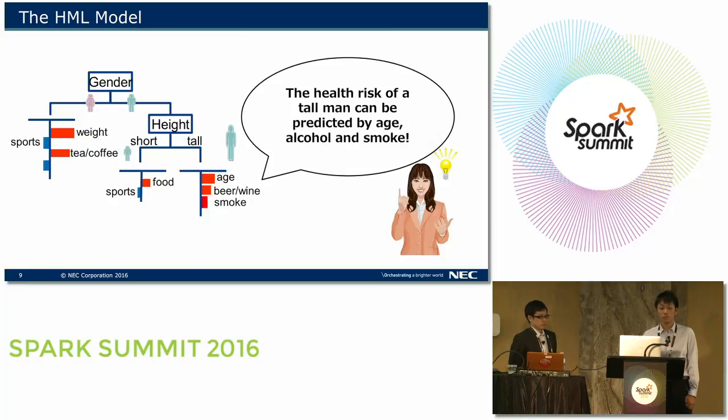Let me give you a very simple, naive example of how HML performs. This is a model for health risk prediction. Segmentation like gender and height is derived by HML first. Then for each individual segment, it uses different risk factors: for females, weight and sports; for tall men, age, beer, wine, and smoking. By changing the formula in different situations or conditions, HML can produce very accurate predictions.